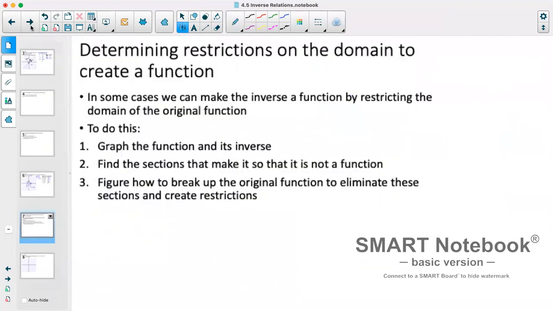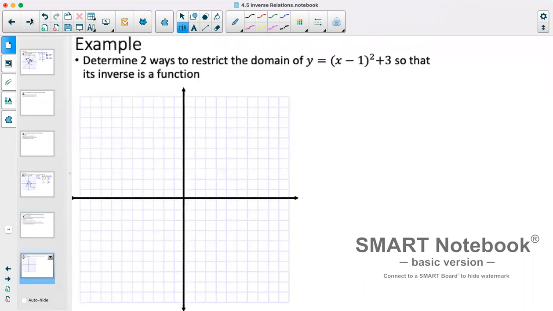Okay, so that's determining restrictions on the domain to create a function. In some cases, we can make the inverse a function by restricting the domain on the original function. So what we want to typically do is graph our original function and its inverse, and then find the sections that make it so that it's not a function, and figure out how to break the original function to eliminate those sections and create restrictions. So, example: determine 2 ways to restrict the domain of y equals (x minus 1) squared plus 3 so that its inverse is a function.